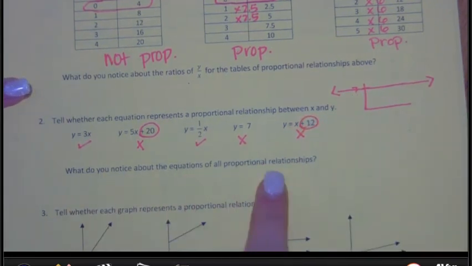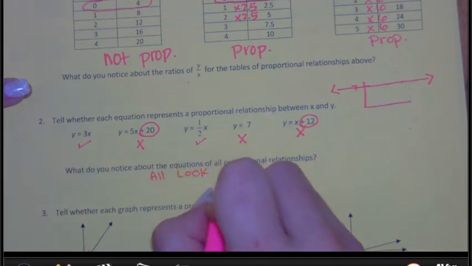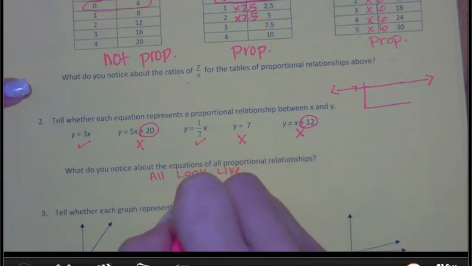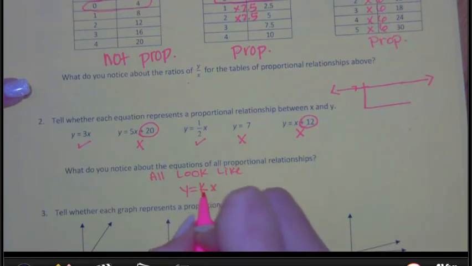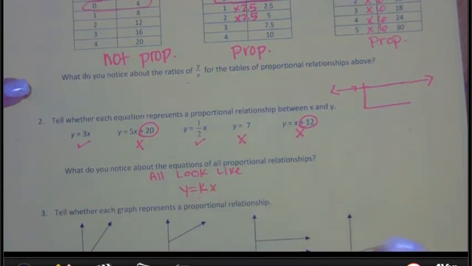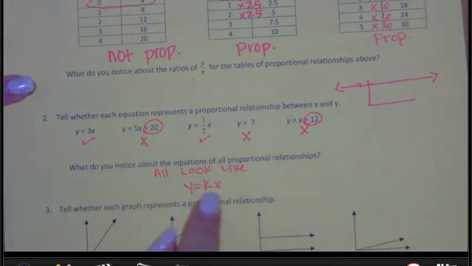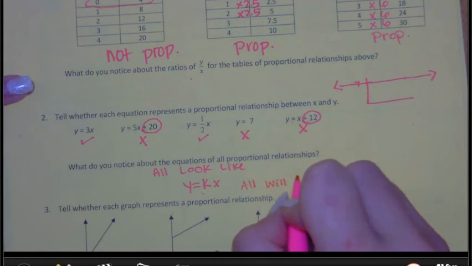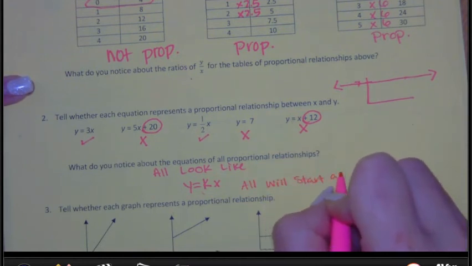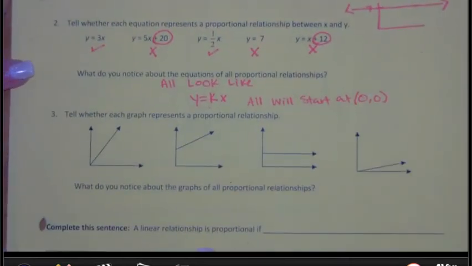So what do we notice about the equations that are proportional, these two? They all look like this. So all look like y equals k times x, where k is your unit rate, constant of proportionality, a number times x. They all look in this general format, okay? They all will start at 0, 0 at the origin.